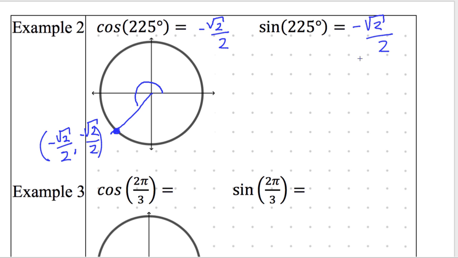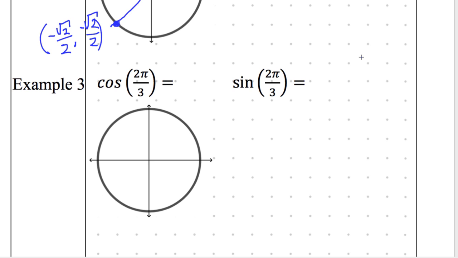So far, so good. Now we have radians. Oh, boy. Radians. So 2 pi over 3. It's going to be in the second quadrant up here. Be careful, because pi is right here, right? So 0 goes to pi, and then back around to 2 pi. So it's in quadrant 2, because 2/3 is 2/3 the way between 0 and pi.